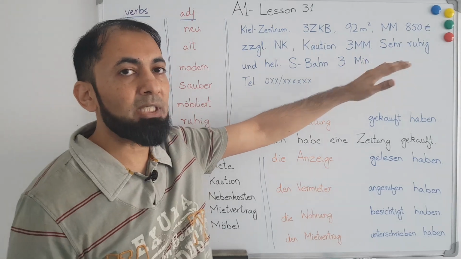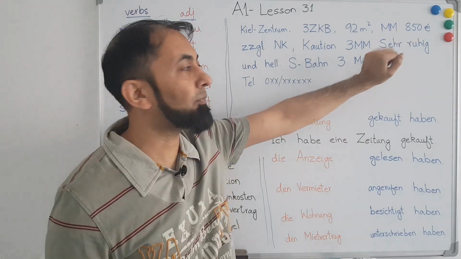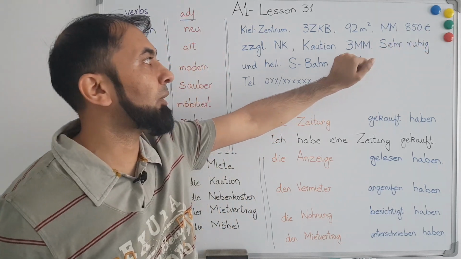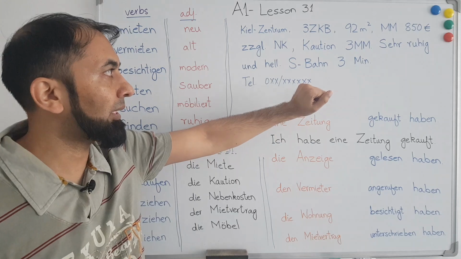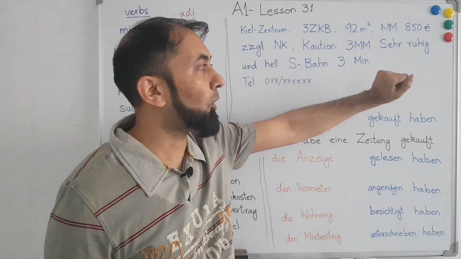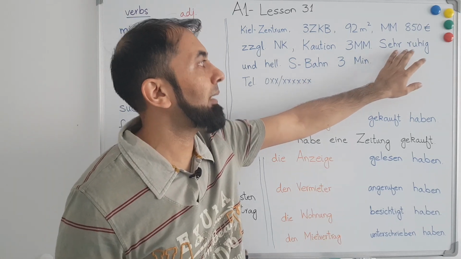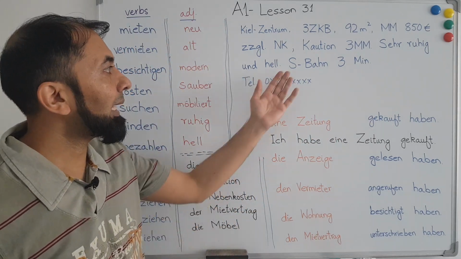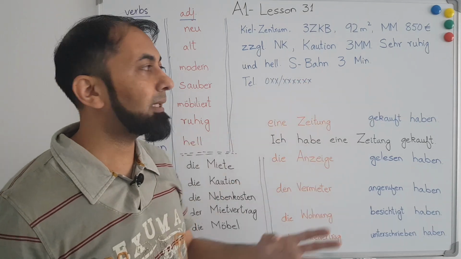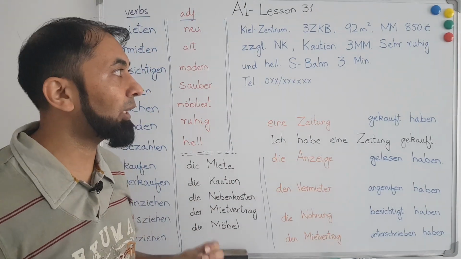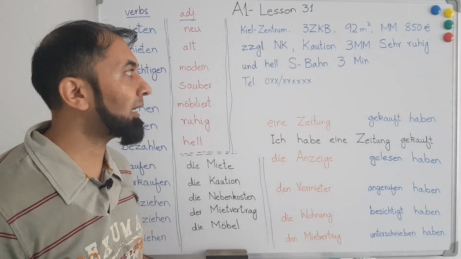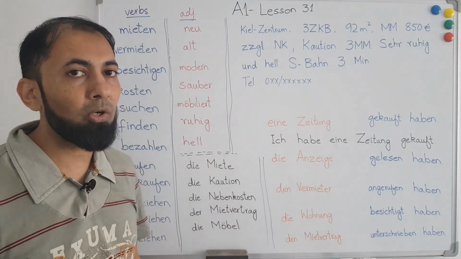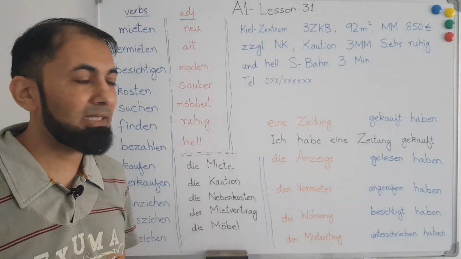3 Monatsmiete, which means you have to pay 3 months of monthly rent, which is 850. So you have to multiply with 3, and then you have to deposit this amount as the security deposit. Then there are some properties of this apartment like sehr ruhig und hell, very quiet and bright. S-Bahn 3 Minuten. This apartment is situated at a location which is 3 minutes from the S-Bahn station. And then you will come across some telephone number where you can call and discuss the details of this apartment.